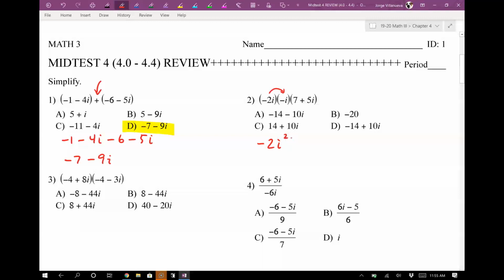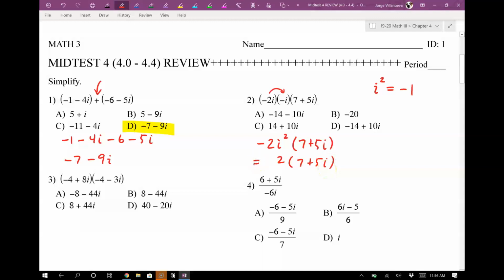Now, a lot of you guys did not, and let me write this part right here, a lot of you guys did not change the i squared to a negative 1. Remember, there's a definition that says i squared equals negative 1. A lot of you guys didn't do that, and then you multiplied again. You ended up with i cubed, and your answers came out incorrect, okay? You have to change it. So right now, that negative 2i squared actually is a positive 2. Okay, so instead of negative 2i squared, you should have a positive 2.